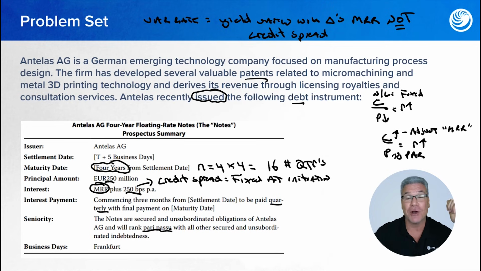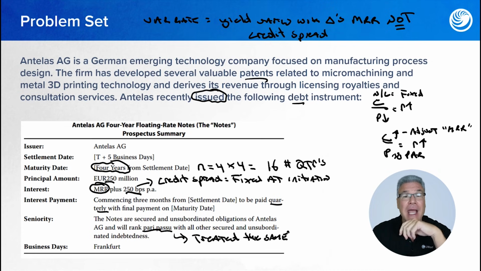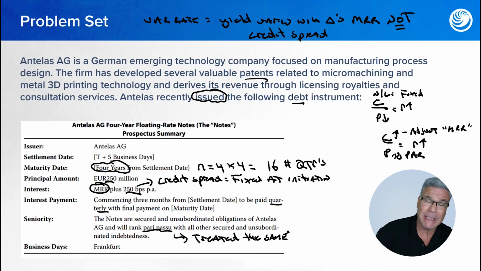Oh, a nice French term there. What does that mean? Treated the same, as if I could speak French. I could barely speak English. So treated the same, all right? So it's not subordinated to anything else, and regardless of when the debt was issued, pari passu means treated the same. You don't have to wait for somebody else to get repaid just because they lent the money first, okay?